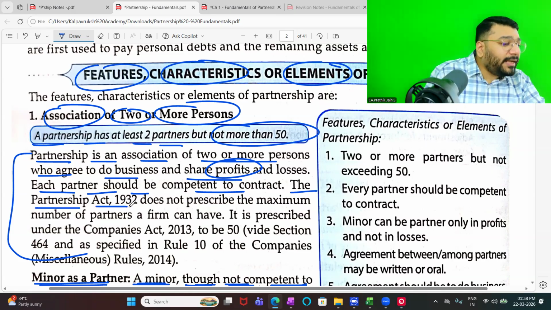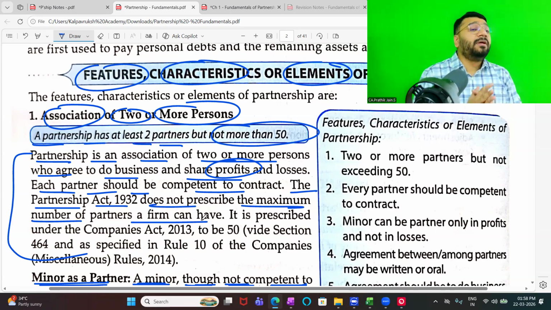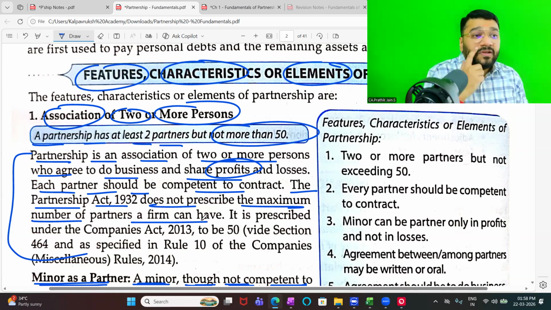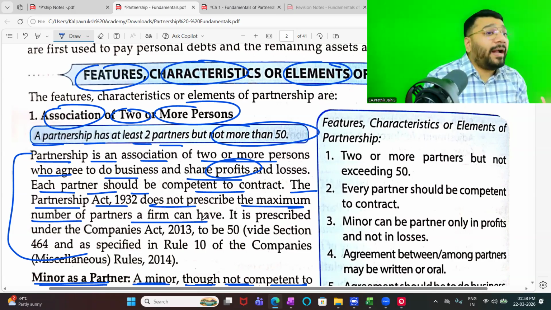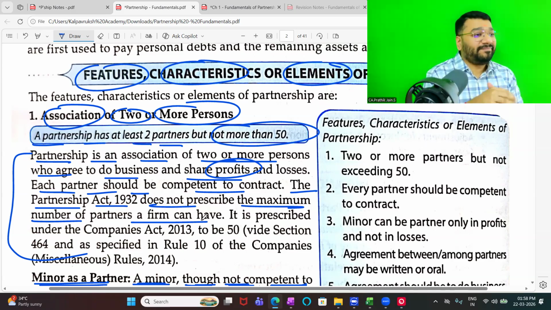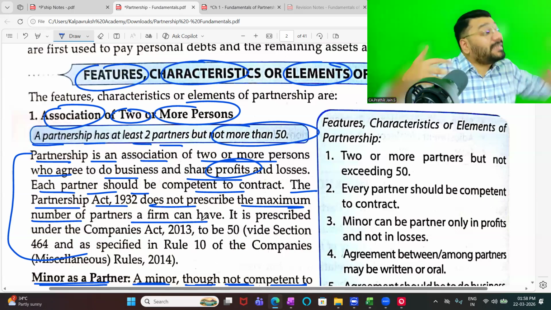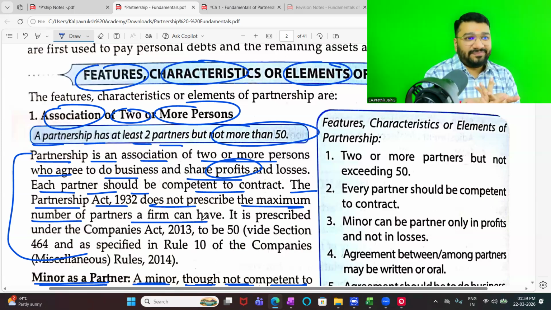The Partnership Act 1932 does not prescribe the maximum number of partners the firm can have. Now, this is the biggest point. This Act we are studying is the 1932 Act. Forget scrapping the Act and bringing a new Act, they have not even done the modification to the Act. So when they formed the partnership, they said a minimum of two people should be there. But how many people should be the maximum? They've not mentioned.